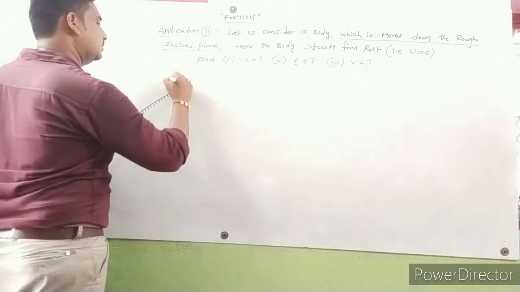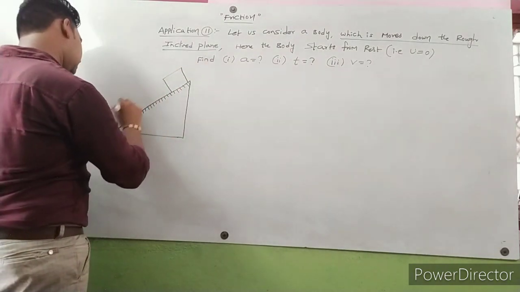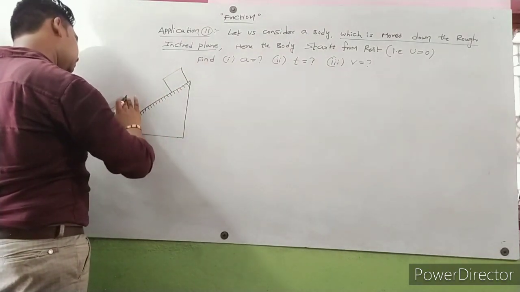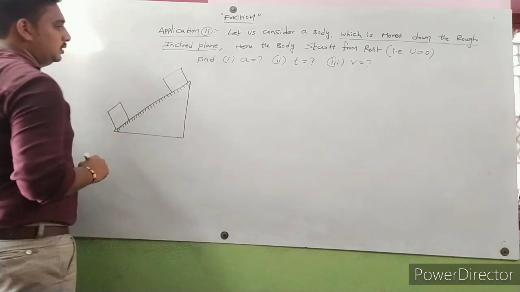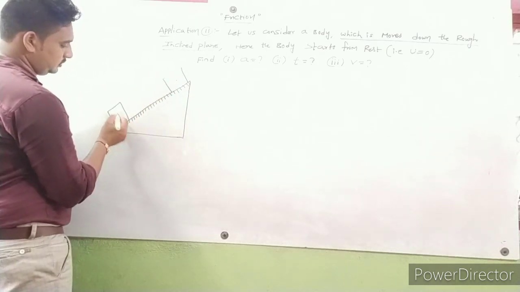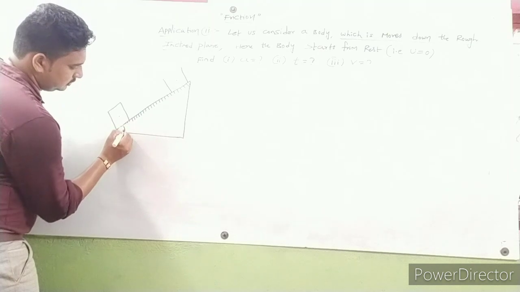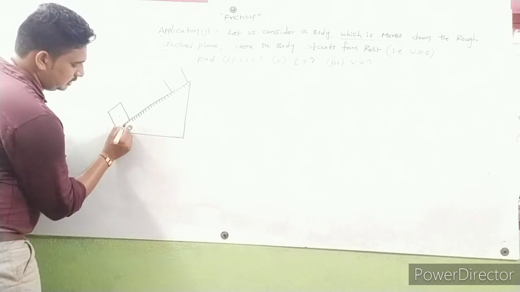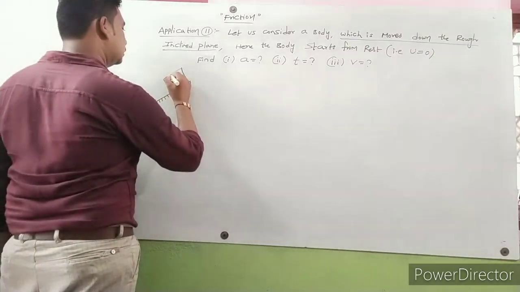Rough inclined plane. Here is the block. After some time, the block position is here. Here the angle is theta.